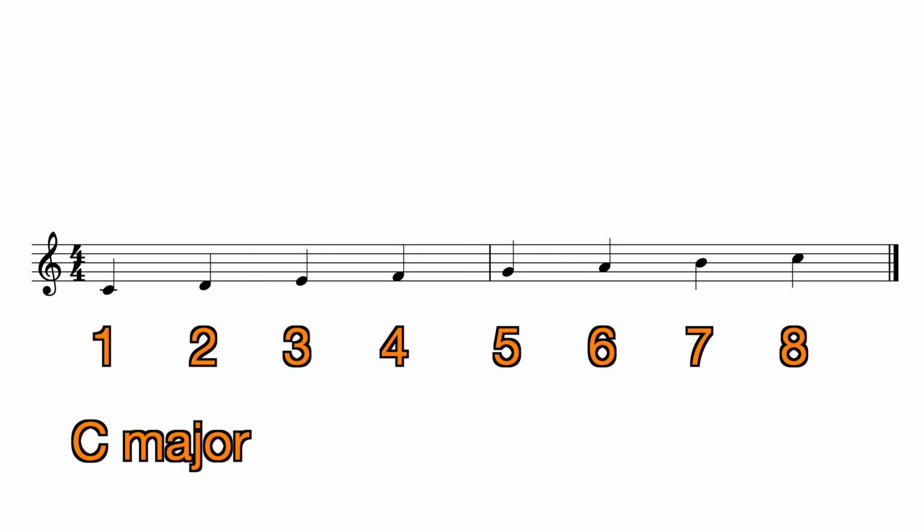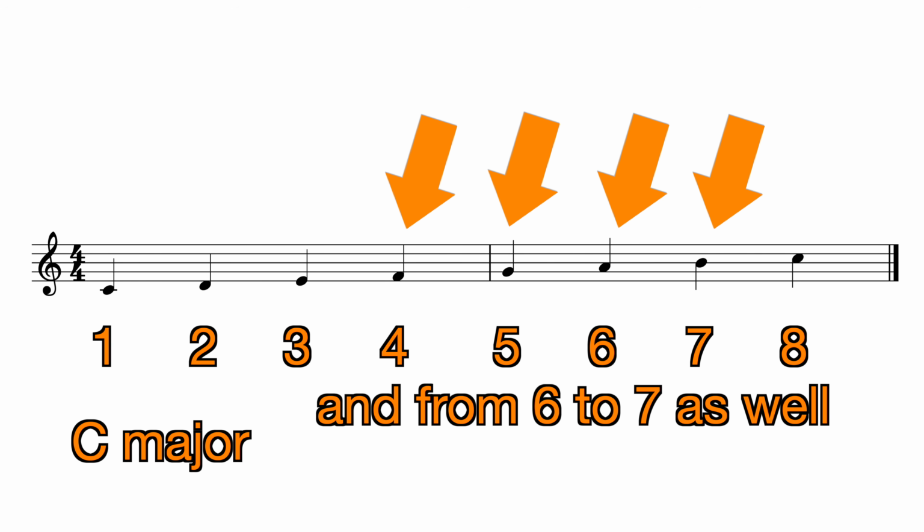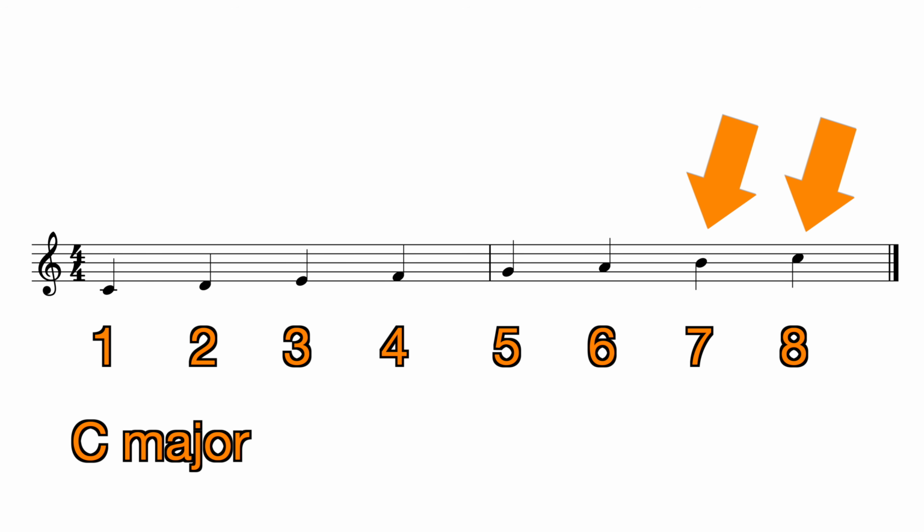Let's now look at the C major scale. As you can see, there are no accidentals, but there is a very specific way of organization. Between step 1 and 2 and 2 and 3, there's always a whole tone, and between 3 and 4 is a semitone. The same is for the second part of the scale. From 4 to 5 and from 5 to 6 are whole tones, and from 7 to 8 is a semitone. And this structure is true for every single major scale, without exception.